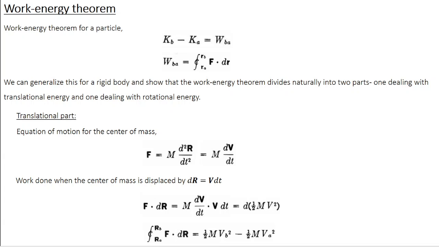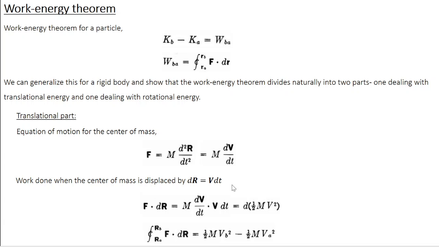First, let's look into the translation part. So this is the translation of the center of mass. The equation of motion of the center of mass, we know F is equal to m d squared r by dt squared, or in terms of velocity v, this is m dv by dt. Then what's the work done when the center of mass is displaced by an infinitesimal amount dr? We know that velocity v is dr by dt, so I can write dr equal to v dt.